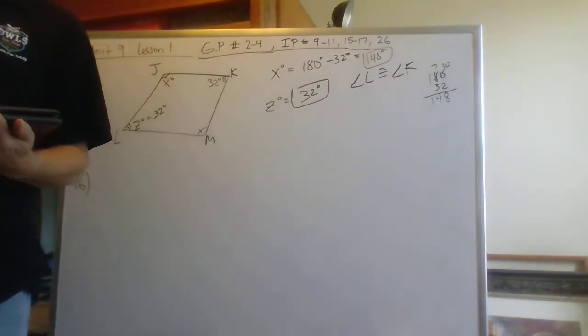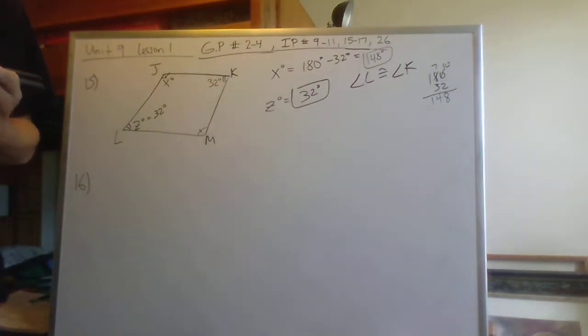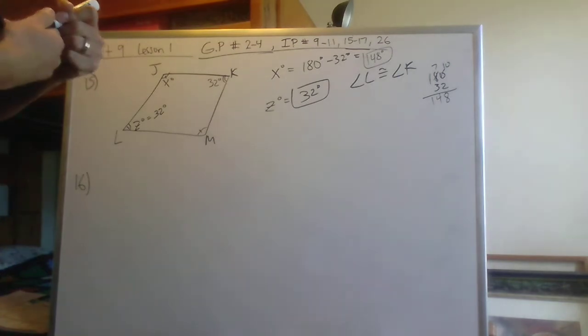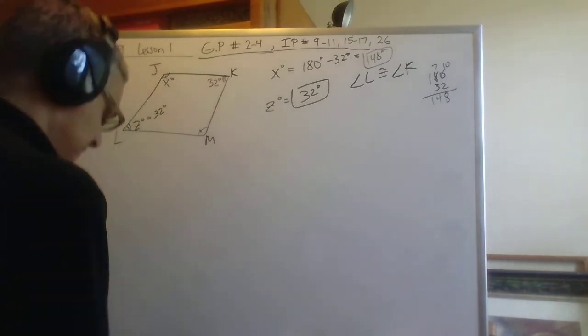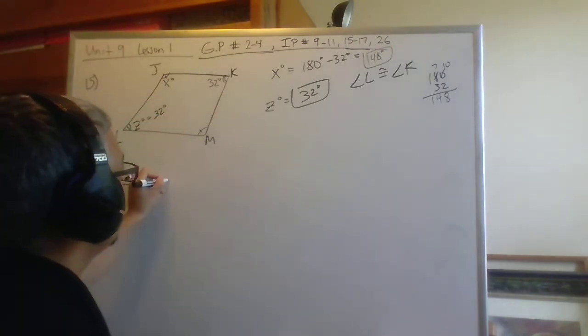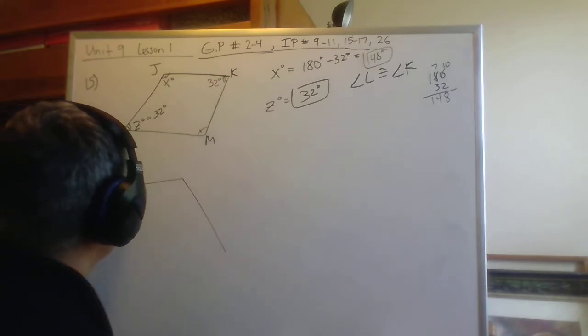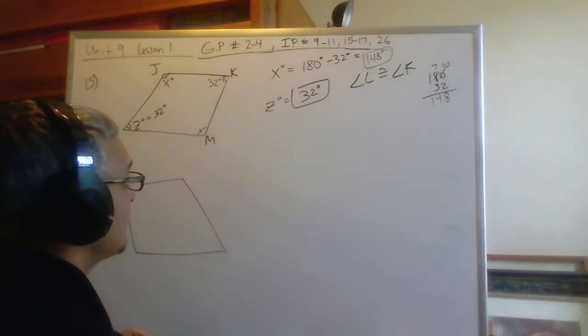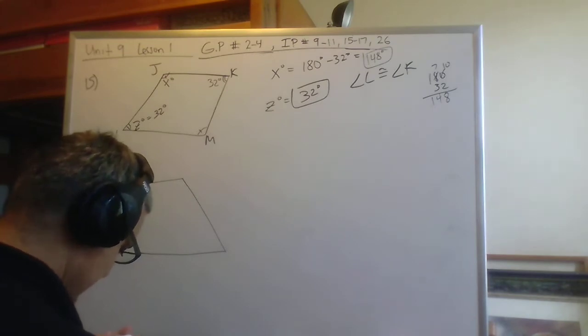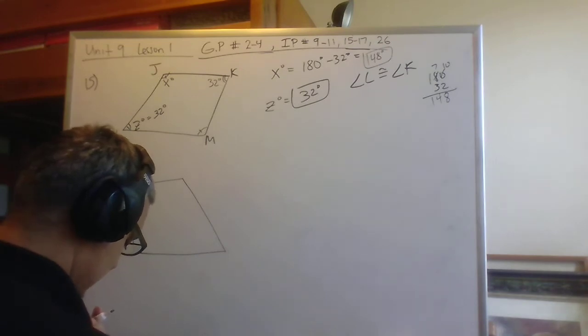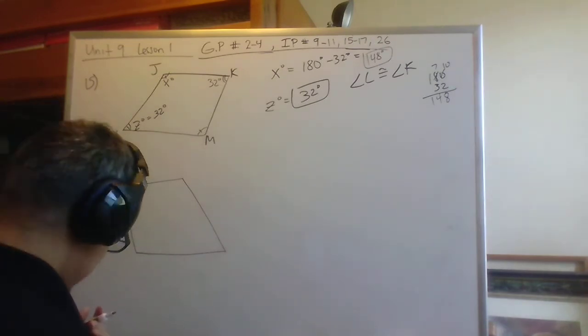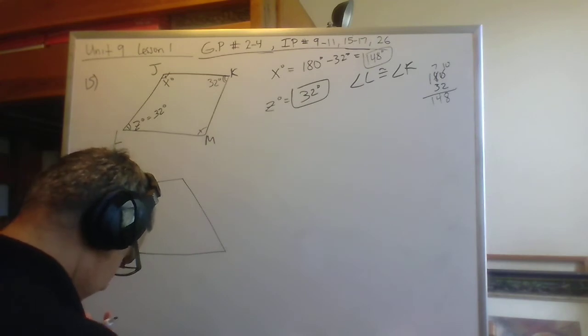Welcome back. We are going to finish up lesson 1 for unit 9, the independent practice. I stopped on number 15 and we are doing number 16. After number 16, even though I said I was going to do number 17, I am going to let you do number 17 and 18 on your own because we went over some of these problems in the guided practice. And I'm just going to do after number 16, number 26, which is a two-column proof.